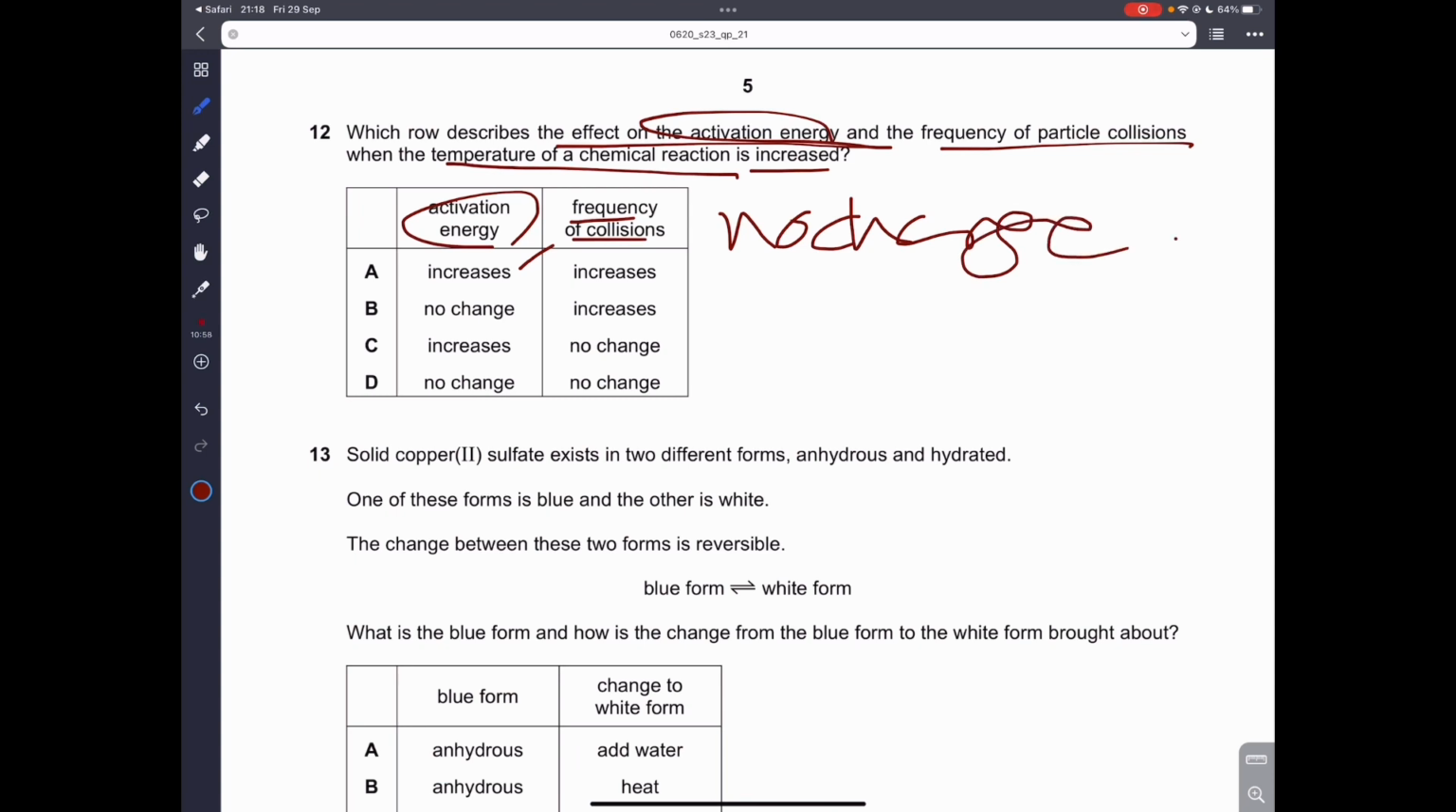Now this is because you are not increasing the temperature, you are not increasing the pressure, so the collisions will not change. They will not gain kinetic energy. They won't hit more frequently, more effectively. The only reason why the activation energy is raised or changed is the catalyst. So if you increase the activation energy, there is no change. So C is the correct answer.